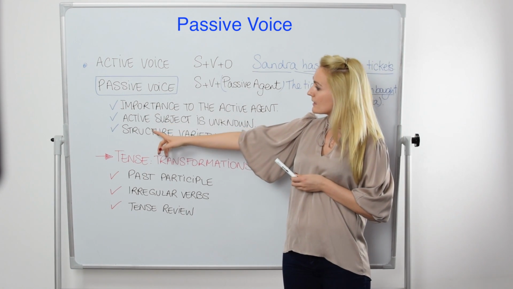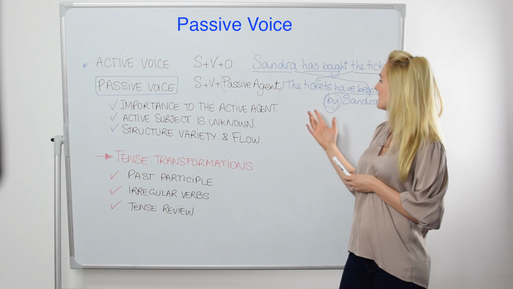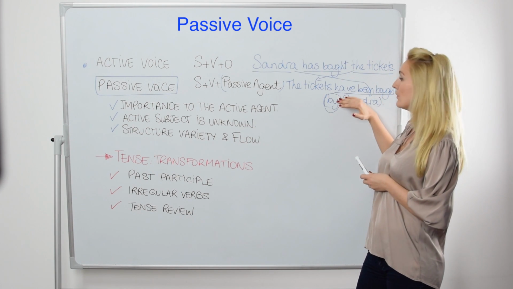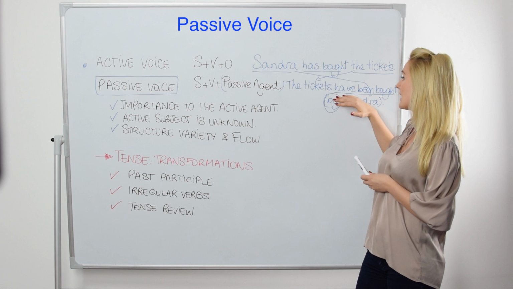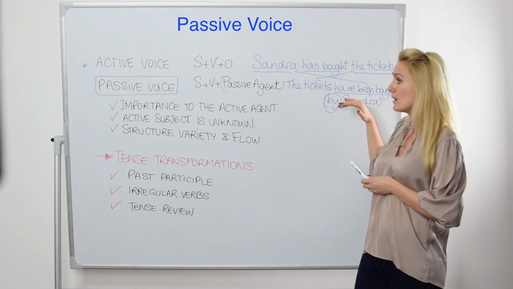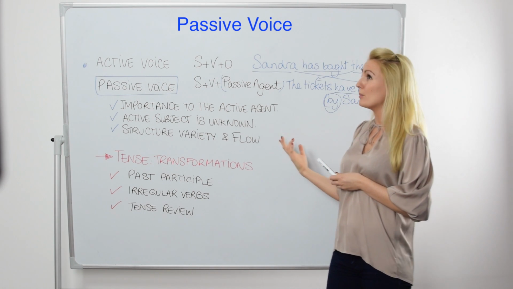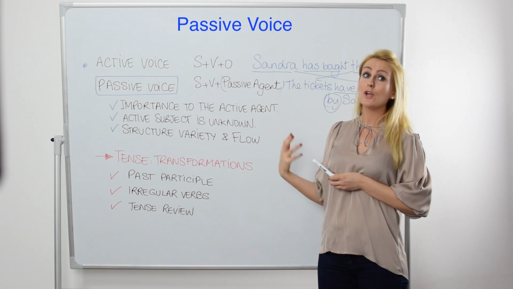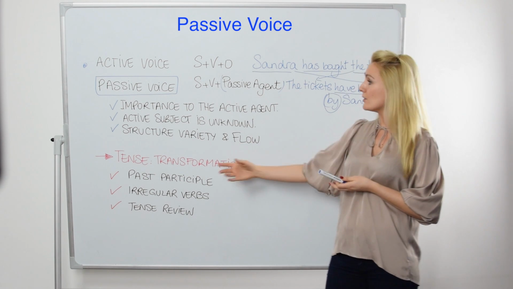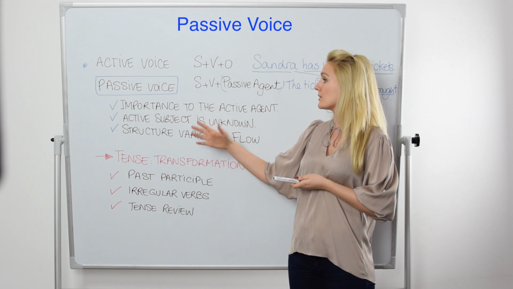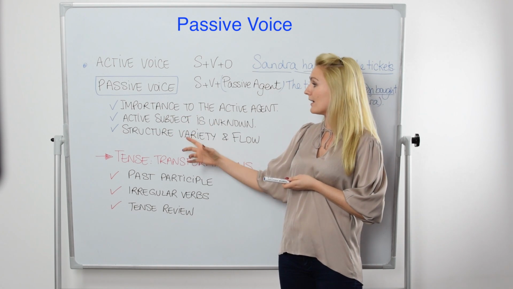The active subject can also be unknown. In this example, it's not true, but I can simply remove it if I don't have that information. I can simply say the tickets have been bought. Maybe a clearer example would be, I had my wallet stolen. It's passive because I do not have the subject of that action. So I do not have the active subject available.